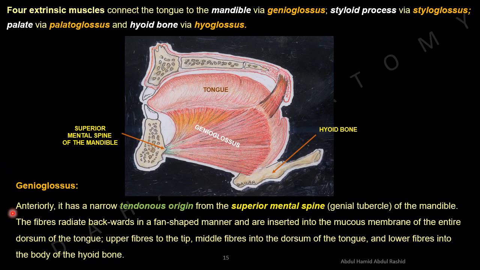Genioglossus muscle. Anteriorly, it has a narrow tendinous origin from the superior mental spine of the mandible. The fibers of the muscle radiate backwards in a fan-shaped manner and are inserted into the mucous membrane of the entire dorsum of the tongue. Upper fibers to the tip, middle fibers to the dorsum of the tongue, and lower fibers into the body of the hyoid bone. So you can see here, this is the Genioglossus muscle, a fan-shaped muscle, anteriorly attached by a very small narrow tendon to the spine, and throughout this dorsal surface it is attached here.